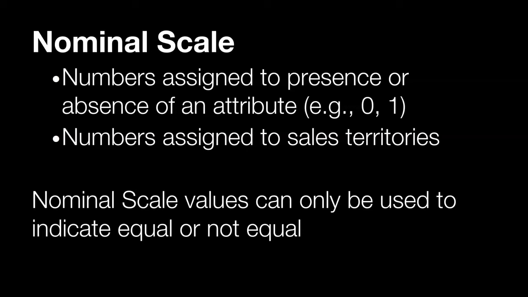The nominal scale is considered qualitative, things we count. The main statistic calculated for the nominal scale is the mode, or category with the highest frequency of occurrence. Statistical analysis, of course, is restricted to the frequency or proportion of values in those assigned categories. So nominal scale values can only be used to indicate equal or not equal.